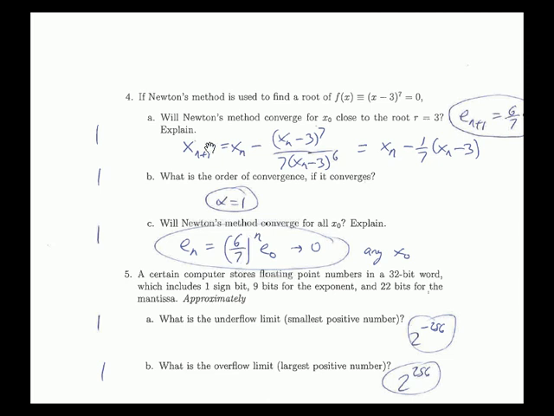In fact, if you subtract r from both sides, 3 from both sides, you'll see en plus 1 is equal to en minus 1/7 en. So en plus 1 is exactly 6/7 times en. So after n iterations, you've multiplied the original e by 6/7 to the n. So it definitely converges, but only linearly, as you'd expect from the analysis in section 3.5.